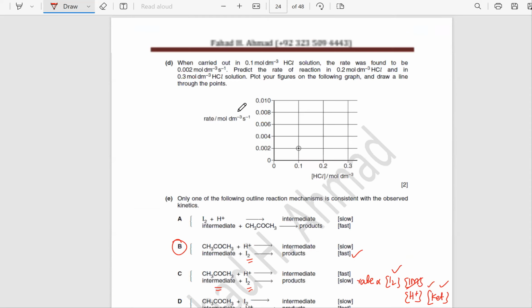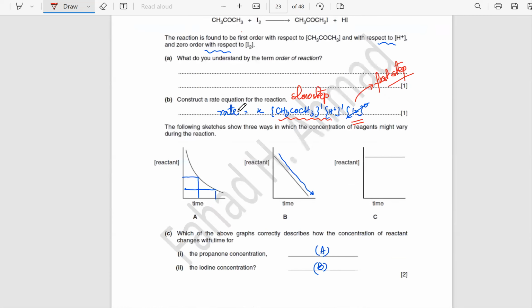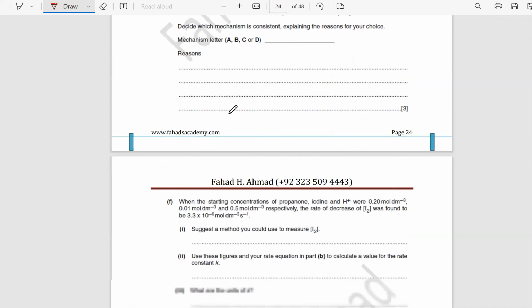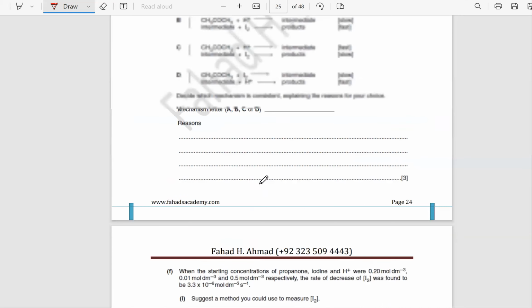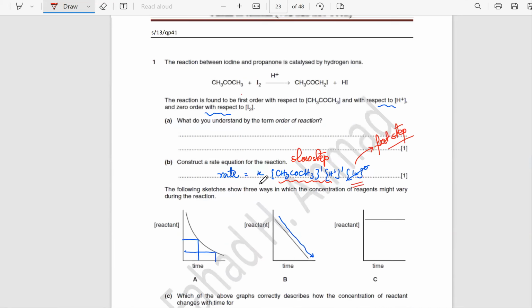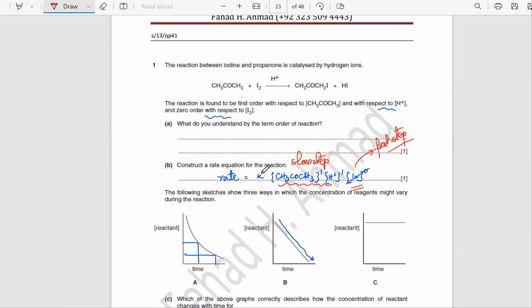Units of K निकाल लो, तो units of K would be... equation given है ना, you have to find the units of K. Rate, he's given you the units as well, ठीक है. जैसे यहाँ पे ना the rate calculated is mole per dm cube per second, right? वो जो concentration of propanone, iodine and H+1, that's mole per dm cube and mole per dm cube, ठीक है. तो I'm going to find the units of K.